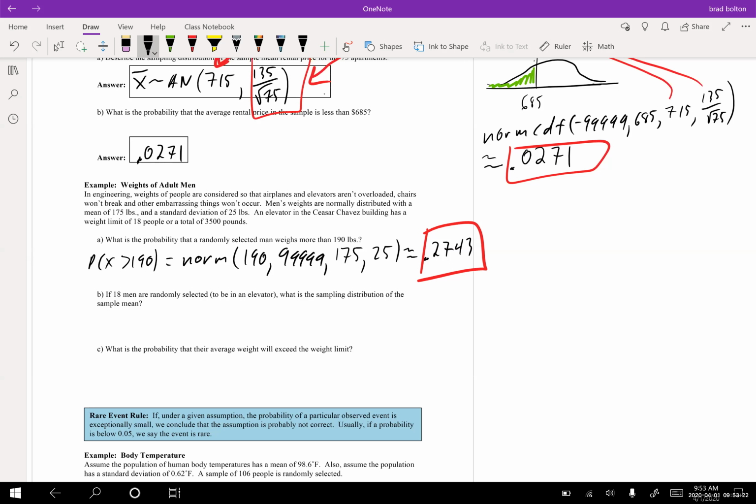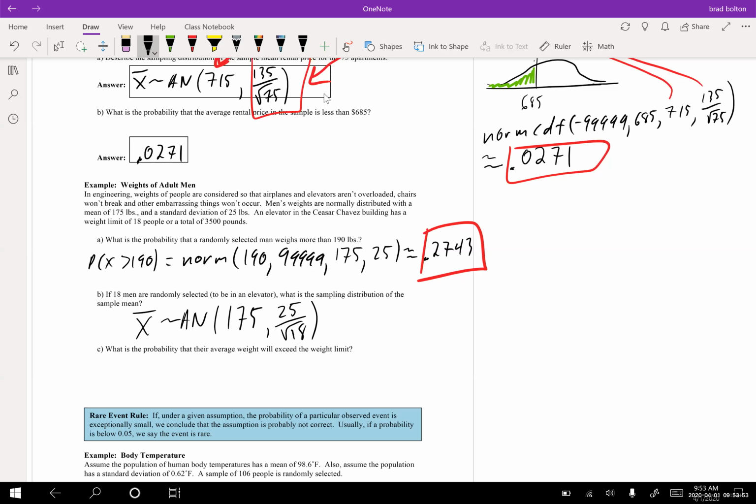It says if 18 men are randomly selected, I should say part C is harder. If 18 men are randomly selected to be in an elevator, what is the sampling distribution of the sample mean? Well, they're just asking for the X bar again, and that's basically normally distributed, with 175, let's say approximately normal, and 25 divided by the square root of 18. So this is how we can adjust our standard deviation.